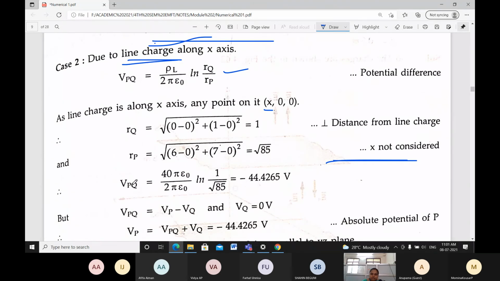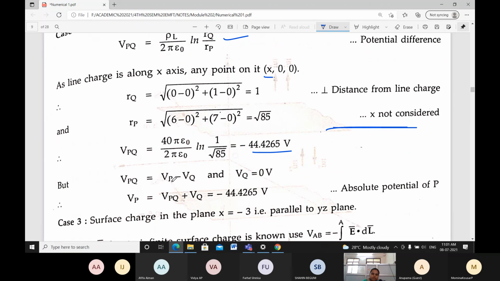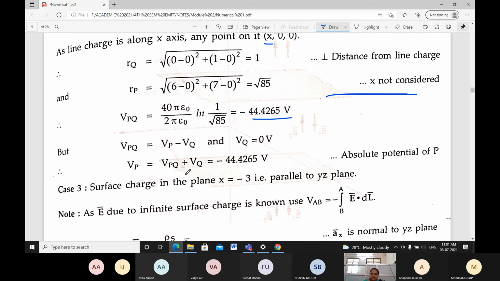Therefore, you will be getting the VPQ as minus 44.4265 volts. Therefore, VPQ is what? VP minus VQ, where VQ is going to be 0. Therefore, VP is going to be VPQ plus VQ, which is minus 44.4265 volts. This is the absolute potential of P.